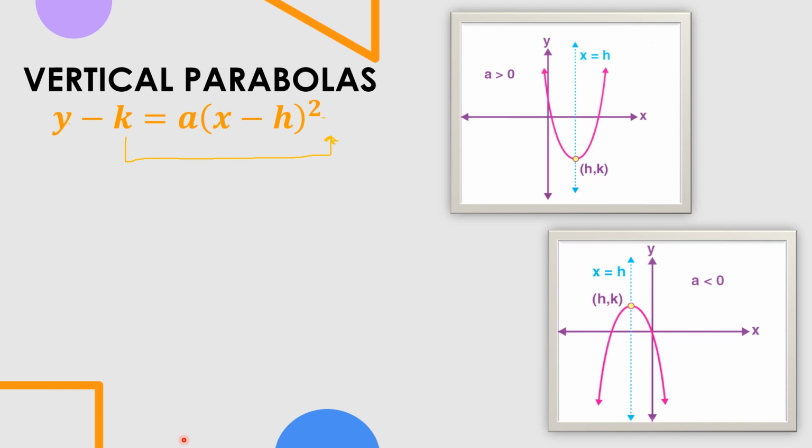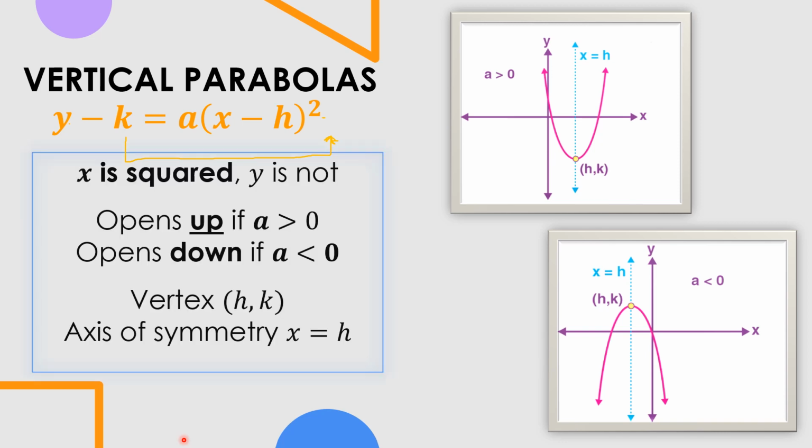All right, so a couple other things to know. If the x term is squared, but the y is not, then it's going to open up or down, depending on that a value being positive or negative. Our vertex is like a center, but we only have one point that this entire function is based off of. So h comma k are the opposite of those values in the equation, and then that axis of symmetry is going to be x equals h. When we look at the horizontal ones next, we'll make the comparison between the two forms.